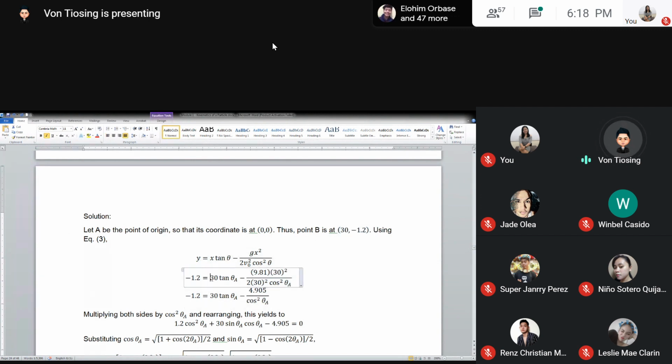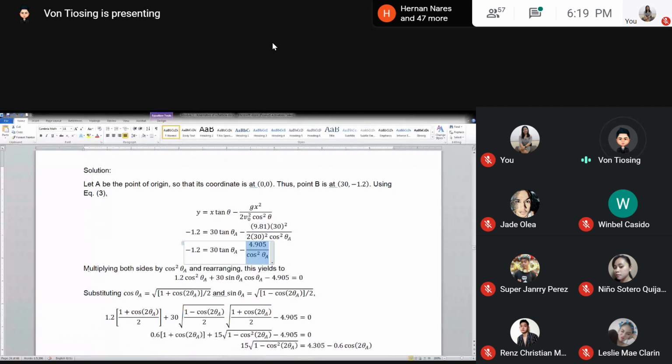Okay, x is 30. And then g is 9.81. X is 30. Squared. Okay, over 2 V naught. Nagkataon na 30. Okay, magka-cancel out yan eh. Okay? So what will happen? Upon simplification, we have what? Negative 1.2 is equal to what? 30 tangent of A minus 4.905 cosine squared of theta A.